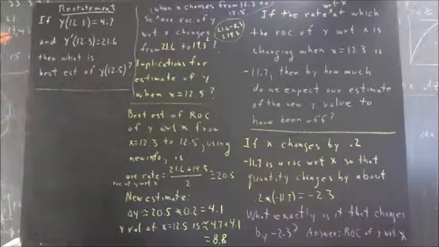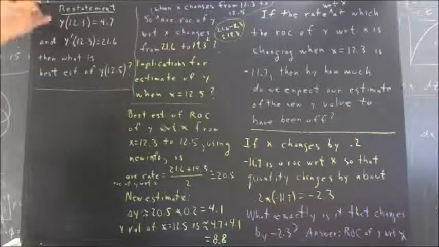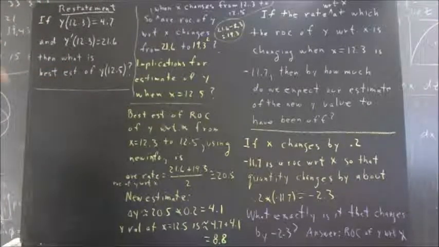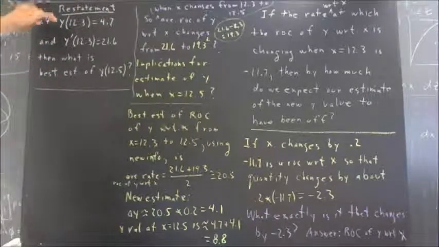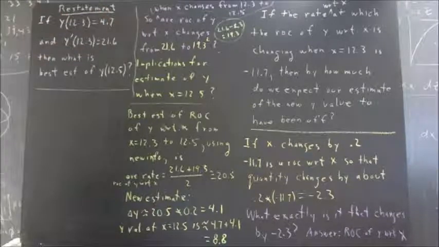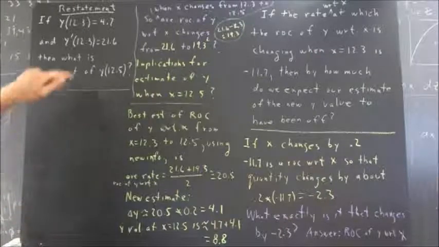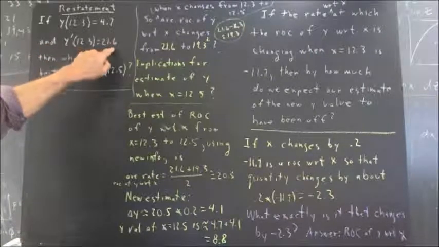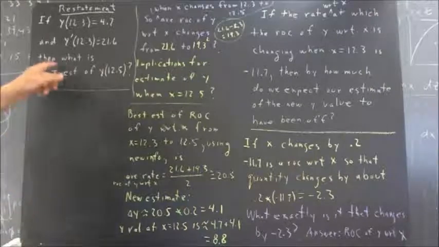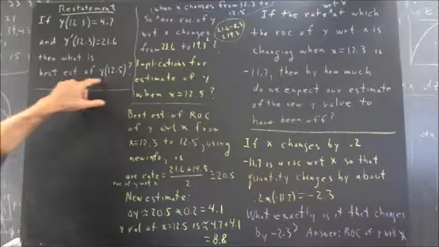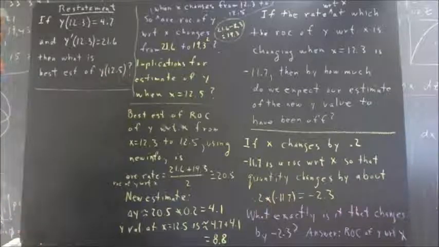Okay, now here's a restatement of our original problem. I don't bother saying x equals 12.3 or x equals 12.5 or whatever. I just consider y to be a function of x and write y of 12.3 equals 4.7. You can compare that with the statement of the original problem, see that it's identical. And y prime of 12.3 equals 21.6, which again says exactly the same thing as the first problem, the original problem. And our question is then, what is the best estimate of y of 12.5?